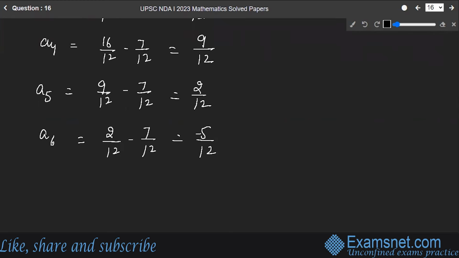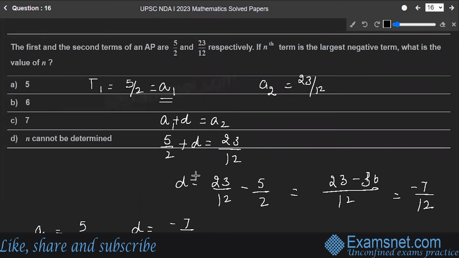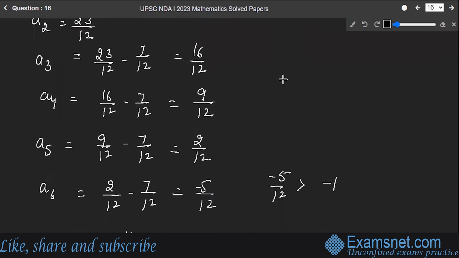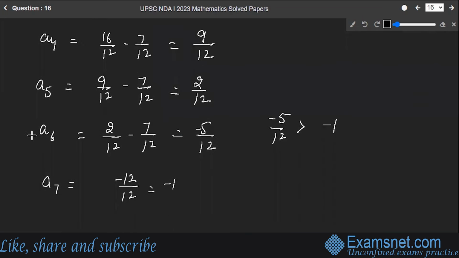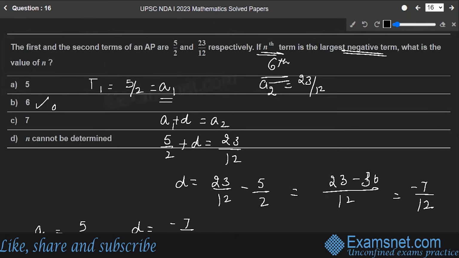minus 5 by 12. So we got our first negative value, right? Whatever the next values you calculate, they are going to be smaller negative numbers. See, I'll calculate A7. That will come out to be minus 12 upon 12, which is equal to minus 1. Of course, minus 5 by 12 is greater than minus 1. We were looking for the largest negative number, so that has got to be the sixth term. Look at this one, minus 5 by 12. This is the sixth term and this is the largest negative number, because the further negative numbers will be smaller than this. Hope you got this. So option B is the correct answer.